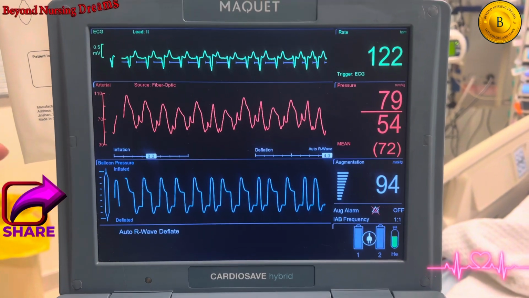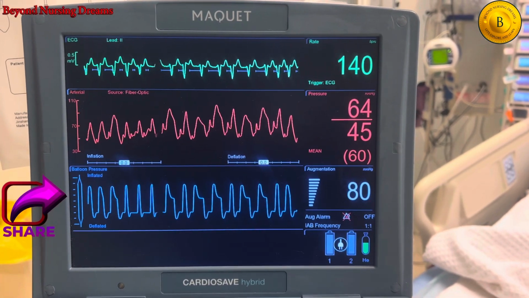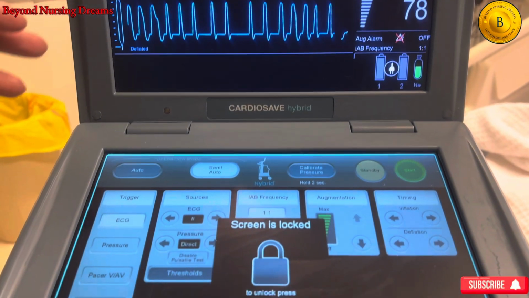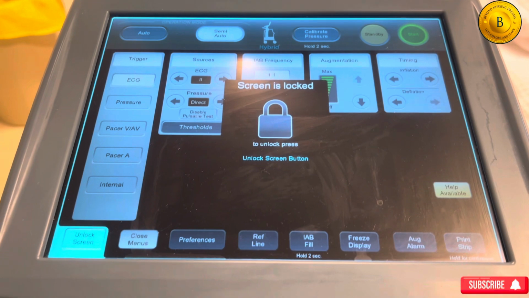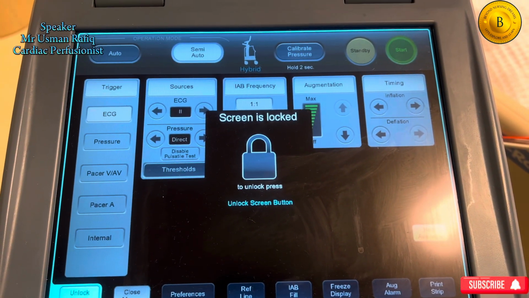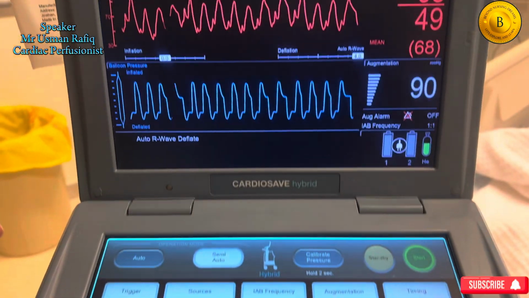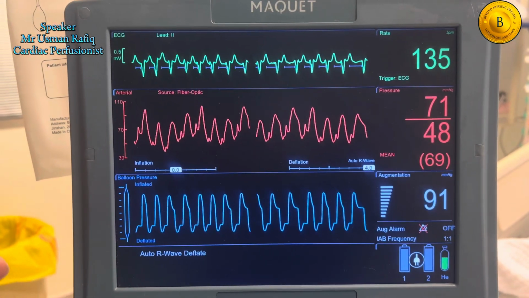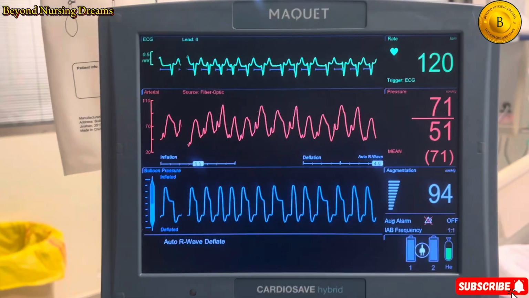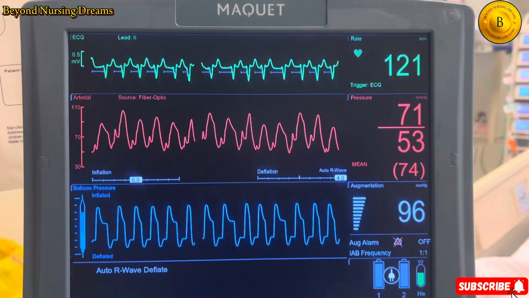This is our intra-aortic balloon pump machine, basically called the IABP machine. So what is the purpose of the IABP machine? It is basically helping in circulatory support. When the patient is in cardiac arrest or has a cardiac issue, or the patient's heart needs support from a mechanical device, we can insert the intra-aortic balloon pump.